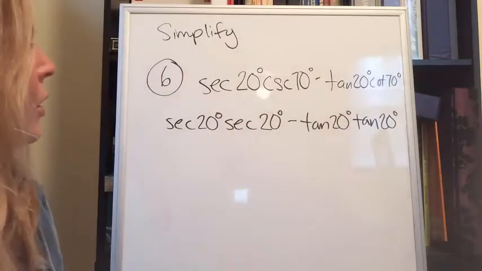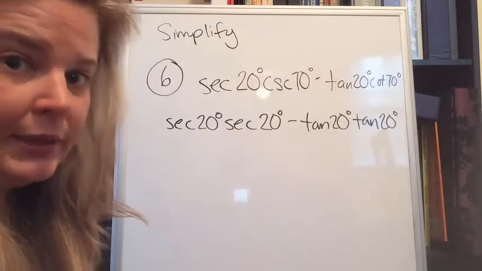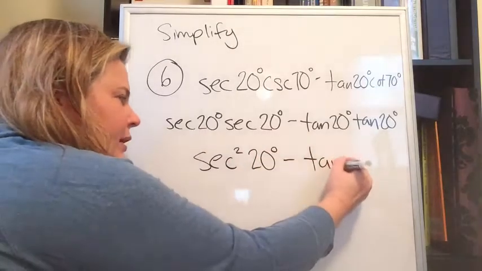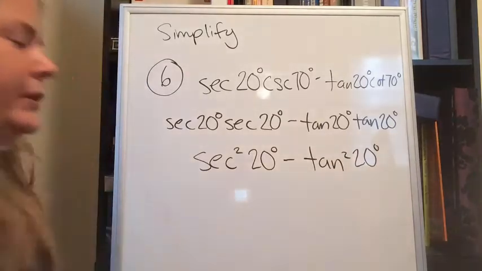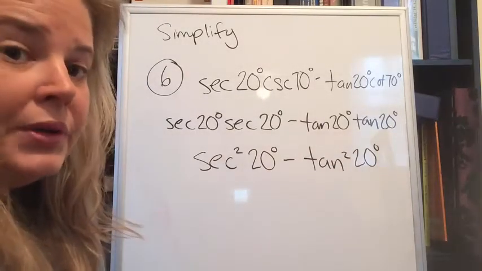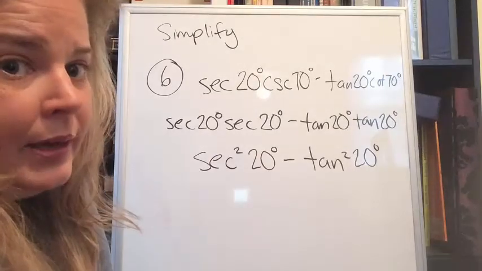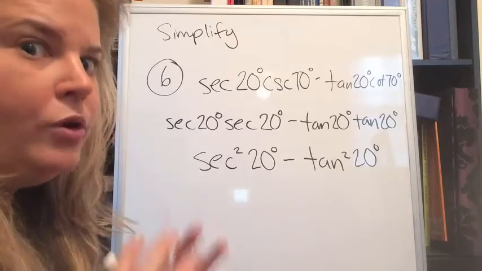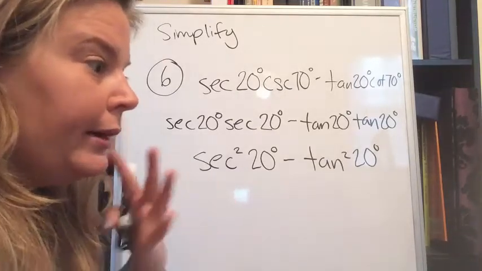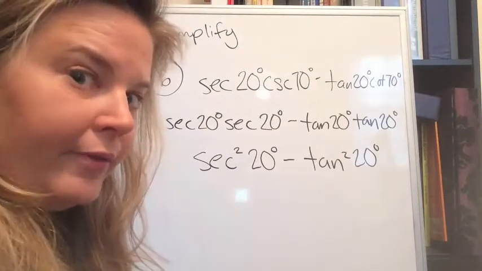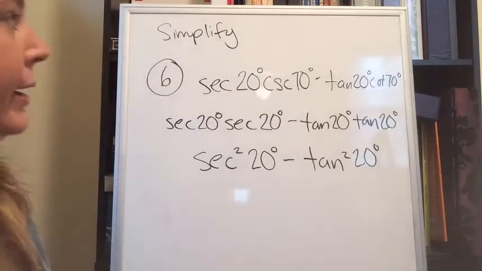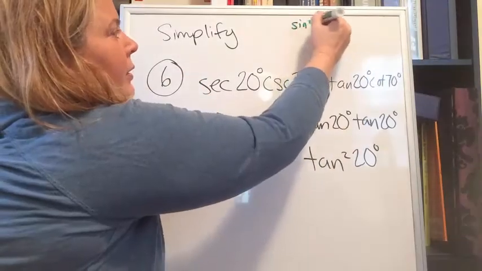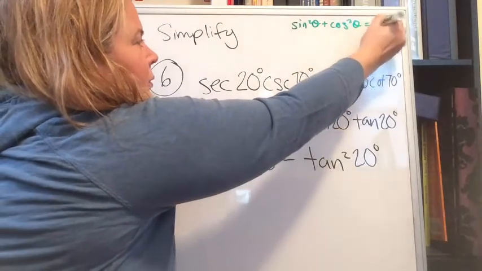Okay, so let me rewrite this. I've got secant times secant, and I'm going to write that as secant squared of 20 degrees minus tangent times tangent, so that's tangent squared of 20 degrees. Okay, so here's where I might need to use an identity. Like I said before, I don't have this identity memorized, but I know there's an identity involving tangent squared and secant squared, so I have to derive it. So let me just derive it over on the side, or maybe up here. And I know it derives from sine squared plus cosine squared equals 1.